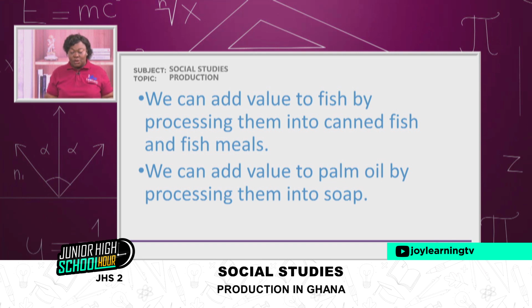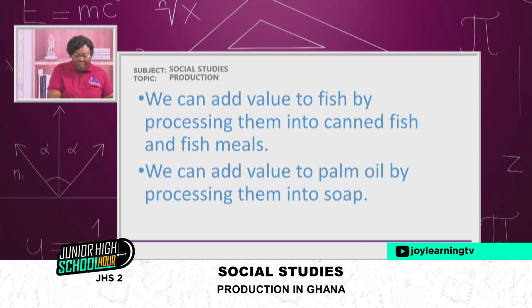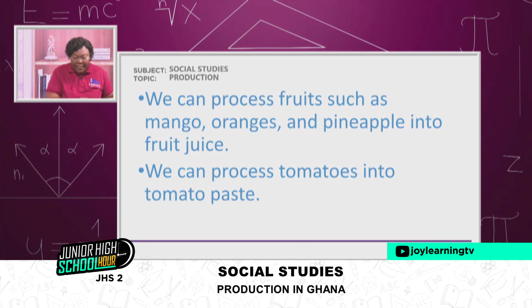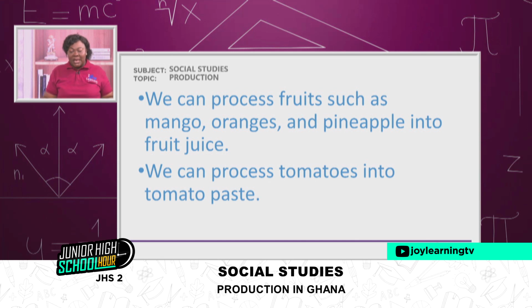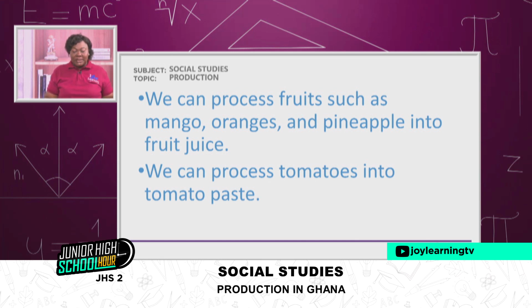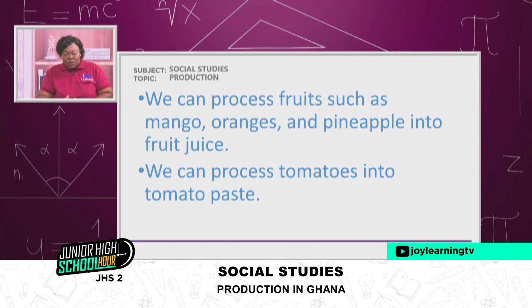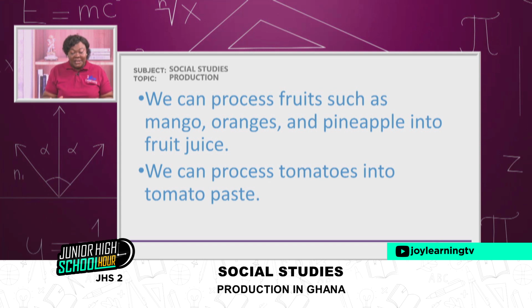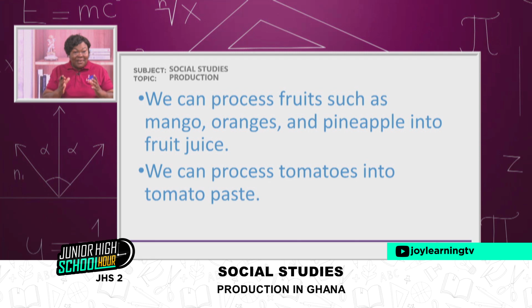We can also add value to palm oil or oil palm by processing it into soap. So most of the soap that we use, especially key soap, obolo, and the rest, are made out from what? The oil, or palm oil or oil palm. We can also process fruits such as mangoes, oranges, and pineapples into fruit juice. Yes, when we add value to it, then that means that from the primary stage, it has gone through a process into the juice. And so with the juice, a little bit of ginger can be added. So you can say pineapple ginger drink. You have added value to it.